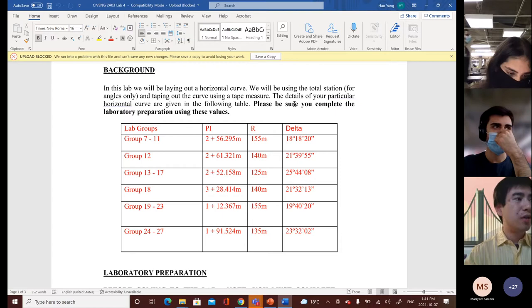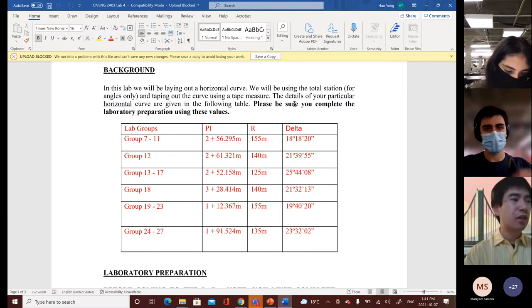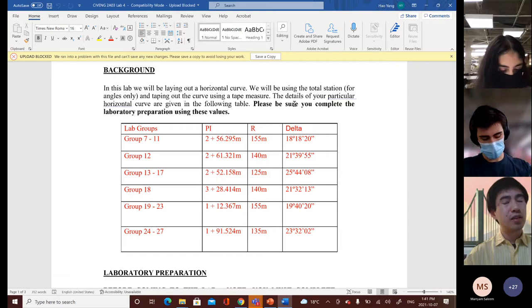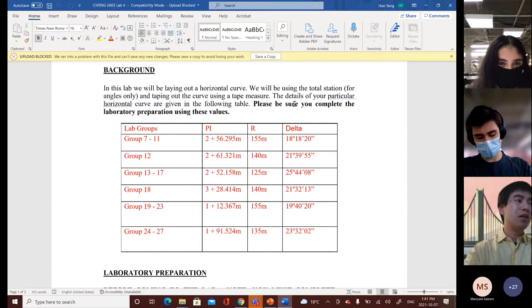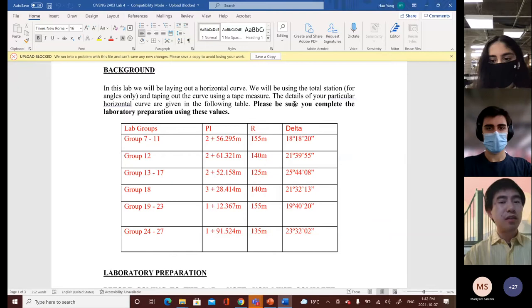This is just part of the route survey. We haven't touched that yet. We will learn it in the second half of the term, but we have limited instruments and we need to conduct the experiment earlier. So I want to give you some early background information about the lab experiment, and then you can work on it and analyze the data later.